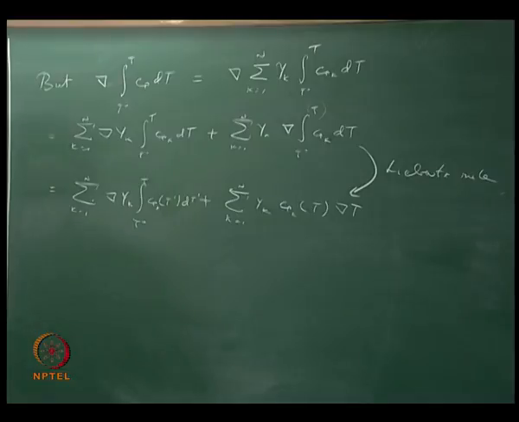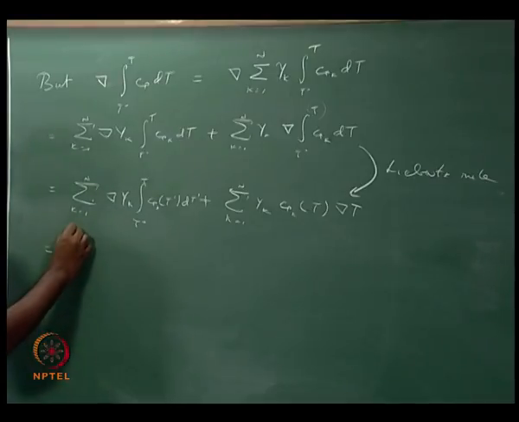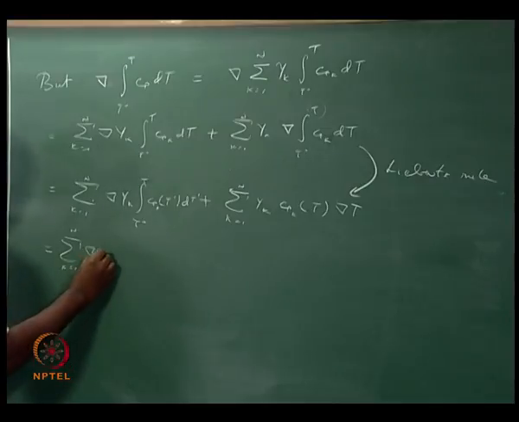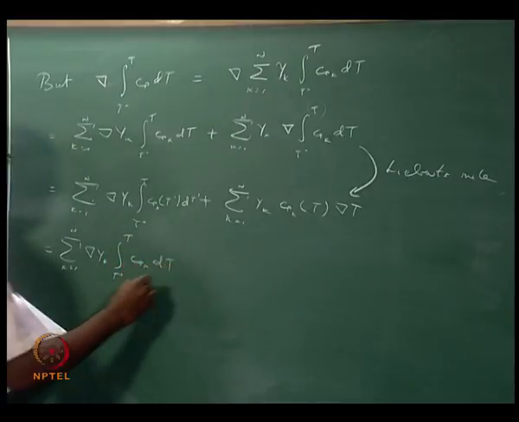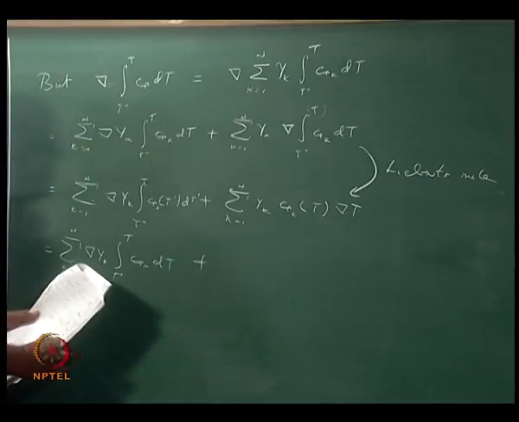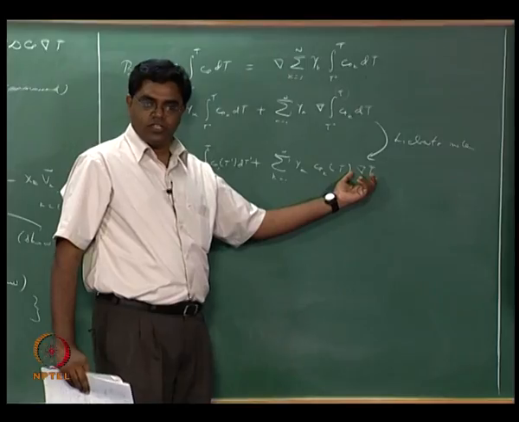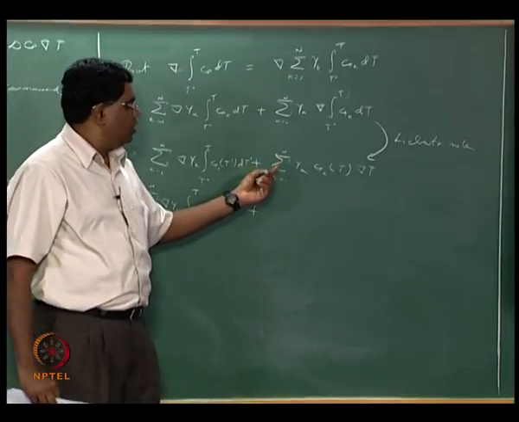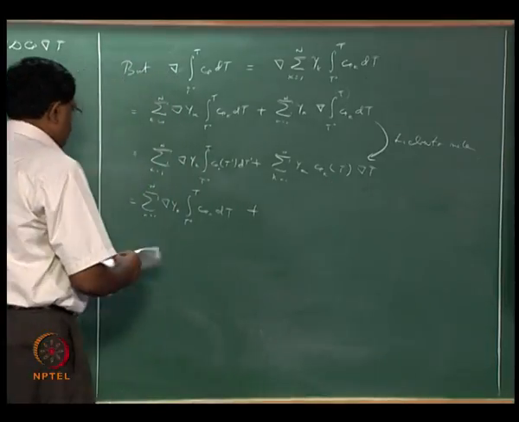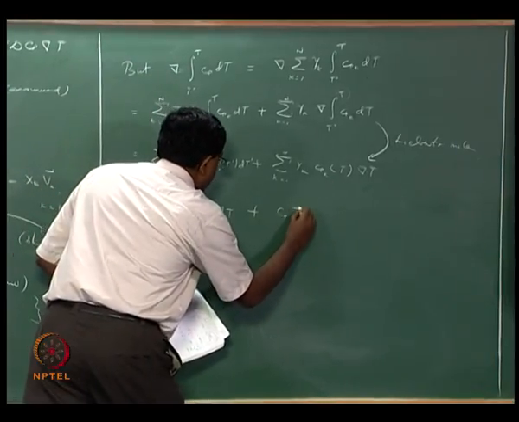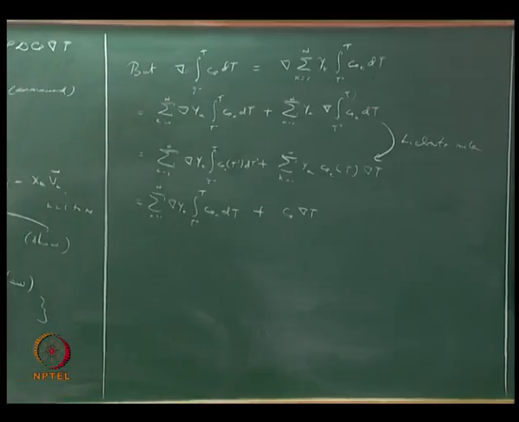So if you now are okay with this, then what happens is we now get sigma k equals 1 to n gradient yk integral T naught to T Cpk dT, plus grad T. That doesn't depend on species, so it can be pulled out of the summation and all you have is sigma yk Cpk, which is simply Cp, right. So this is like Cp grad T, right.